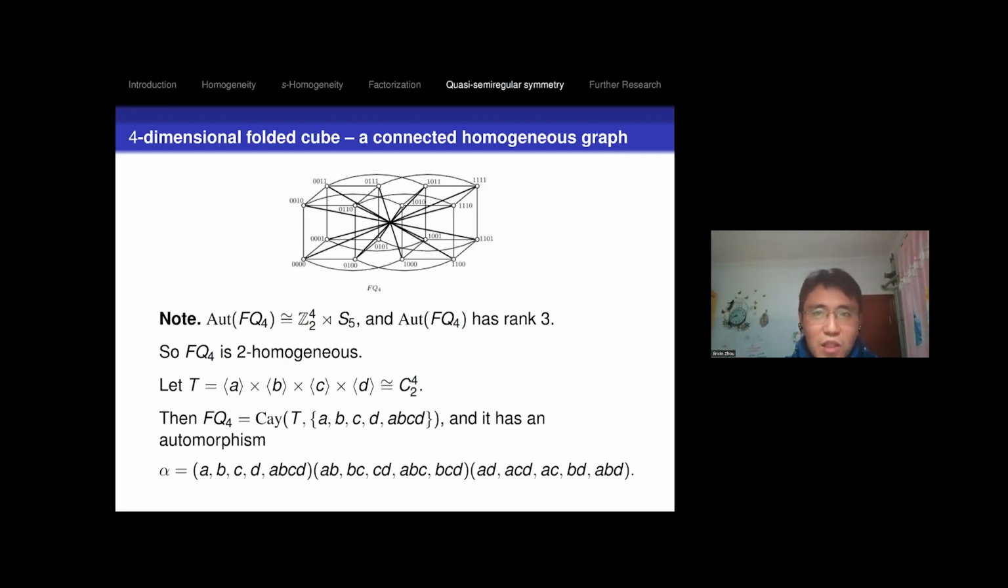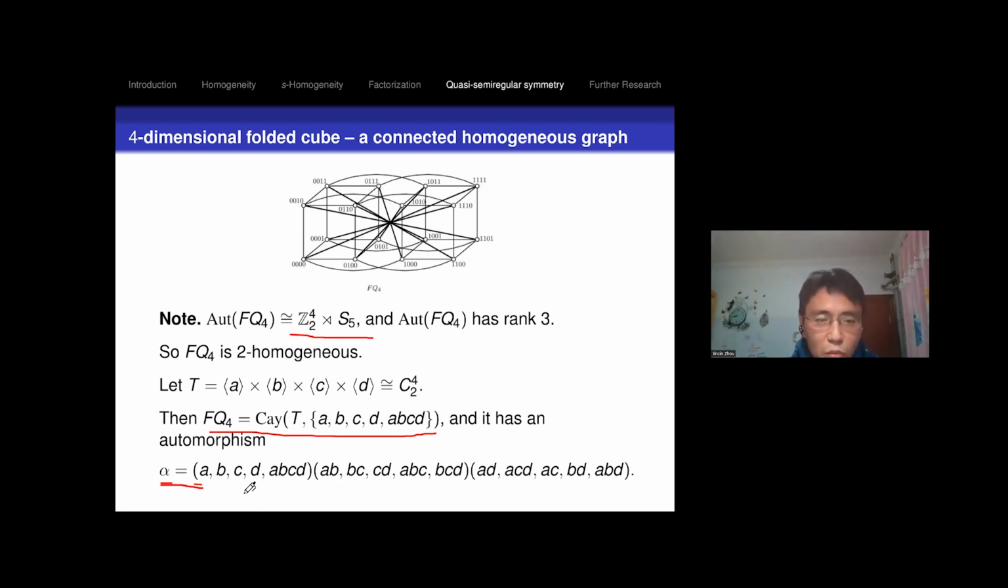This graph is connected homogeneous. Its automorphism group is just the semi-direct product of Z_2^4 by the symmetric group S5. And this graph is actually such a Cayley graph. It has such an automorphism alpha. You can see this automorphism has only one fixed point, and has 3 cycles of length 5 in its cycle decomposition.